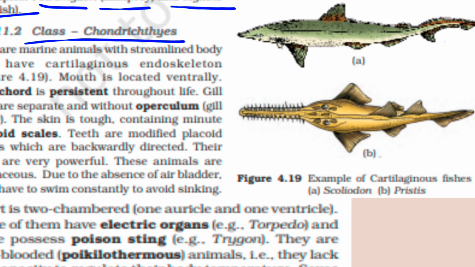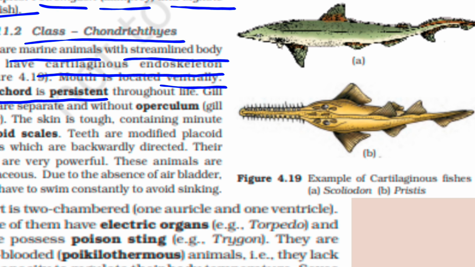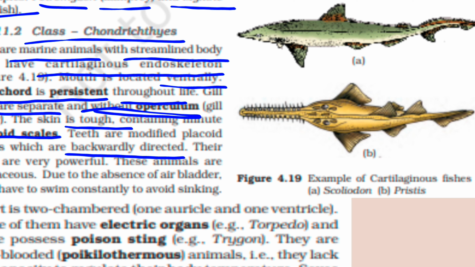Next class is Chondrichthyes. They are marine with a streamlined body and have a cartilaginous endoskeleton. Their mouth is located ventrally. Notochord is persistent throughout their life. Gill slits are separate without operculum, and skin contains minute placoid scales. Teeth are modified placoid scales which are backwardly directed. Their jaws are very powerful. These animals are predaceous.